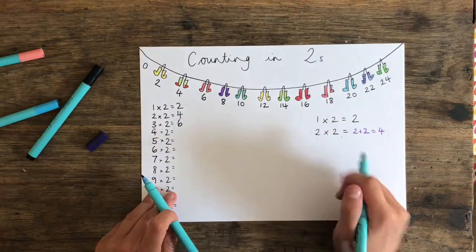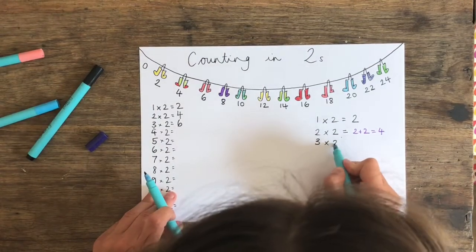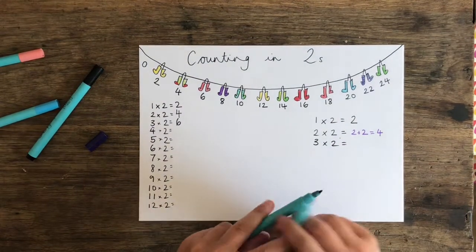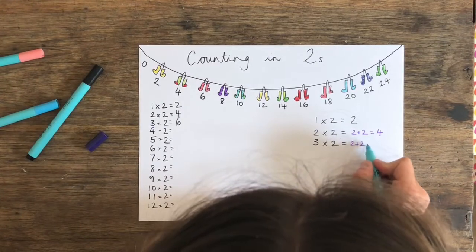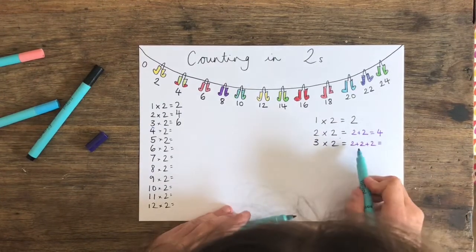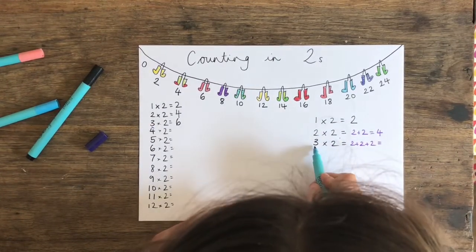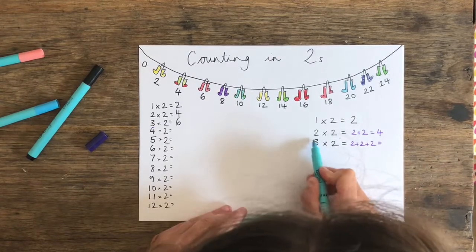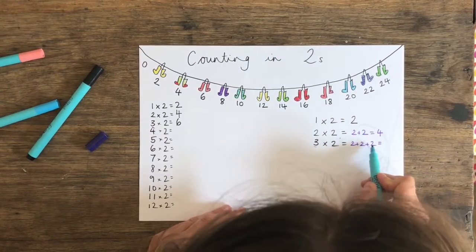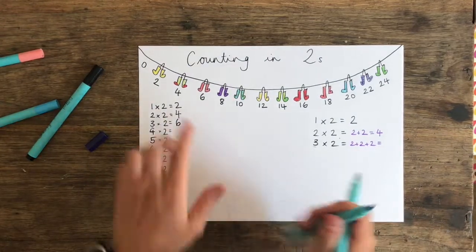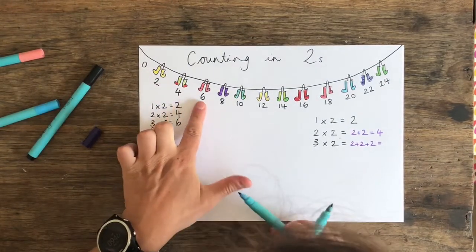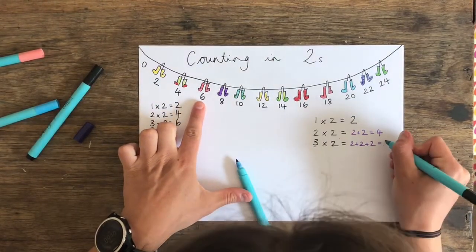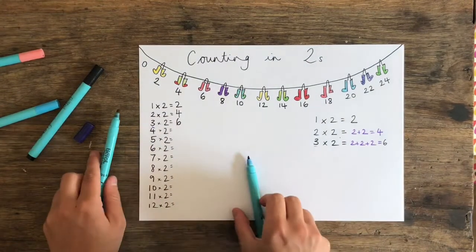If I was going to do the addition for it, 3 times 2, it's the same as saying 2 plus 2 plus 2, because I've got 3 groups of them. I've got 3 lots of 2. 2 plus 2 plus 2 is, when we've worked it out, 6. Oh, I've done the wrong colour pen, but that's okay.